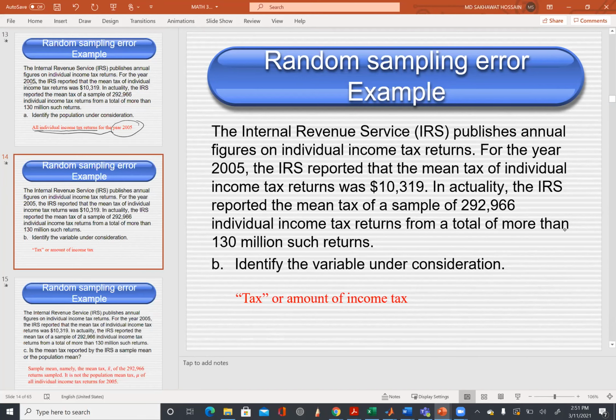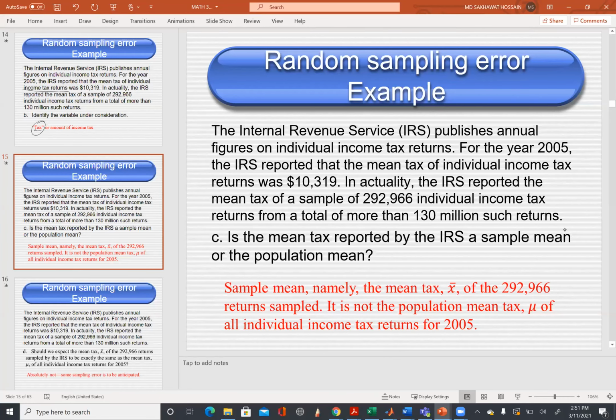Then part B is identify the variable under consideration. So what is the variable here? So the variable is the amount of income tax, or tax. Tax is the variable here because we are interested in income tax returns.